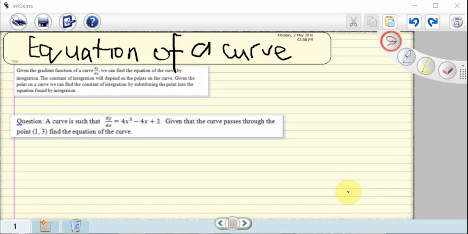Good day, guys. Today we'll be looking at the equation of a curve. Again, forgive my handwriting. There's a little note at the top that you should see: given the gradient.